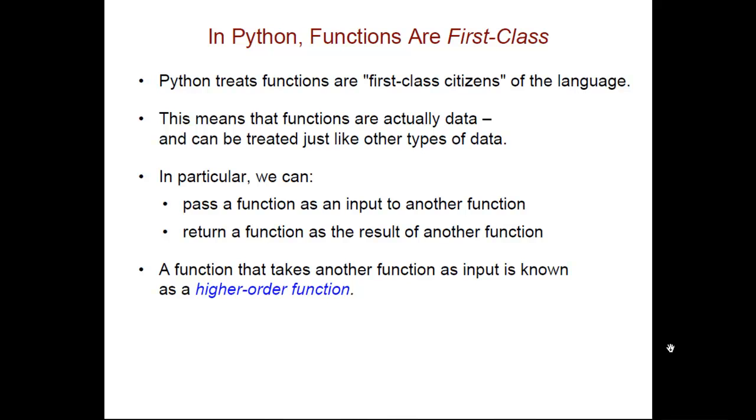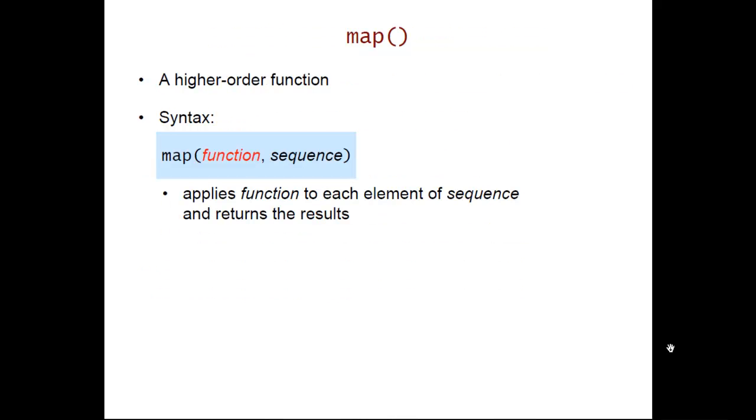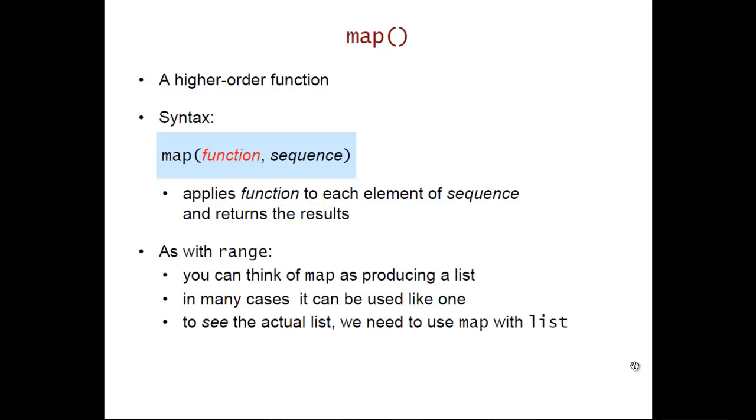And the higher order function that you saw in the reading and that we're going to talk about today is the map function. Map takes two inputs. It takes a function and it takes a sequence, either a string or a list, and it applies that function to each element of that sequence, and it gives us back the results. Now, as we saw with range, you can think of the result as being a list, and in many cases you can use it like you would use a list. But to actually see the list, you need to use map in conjunction with the list function.